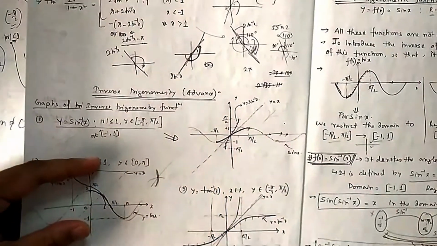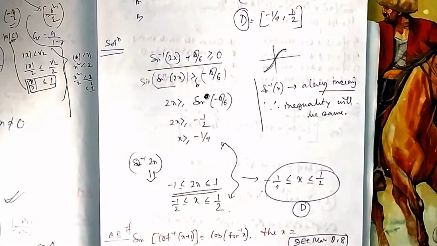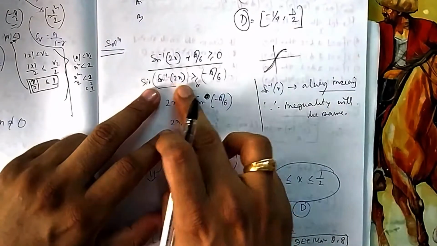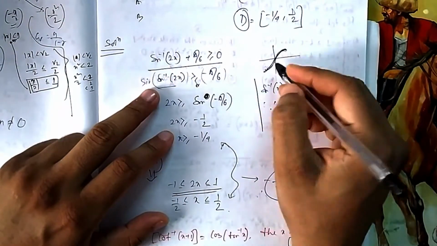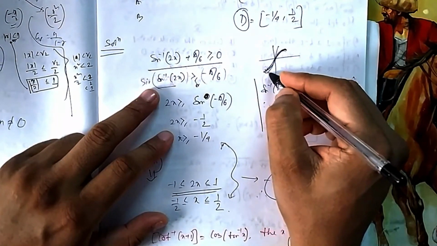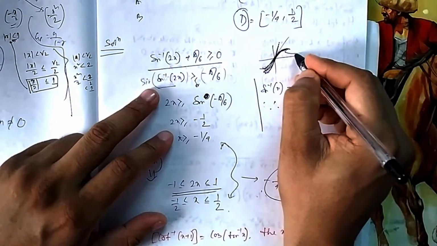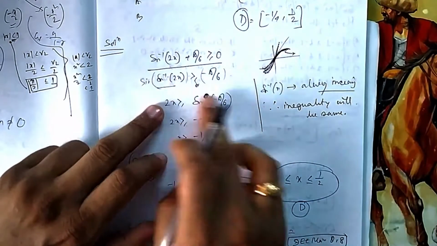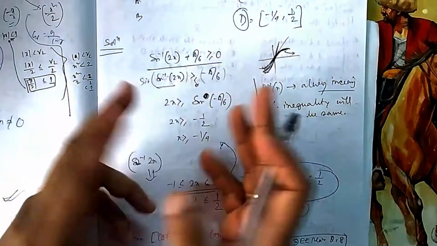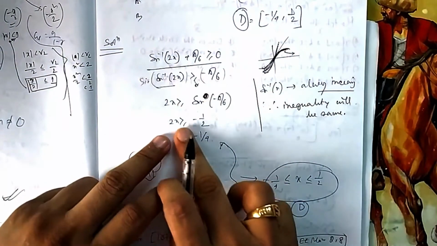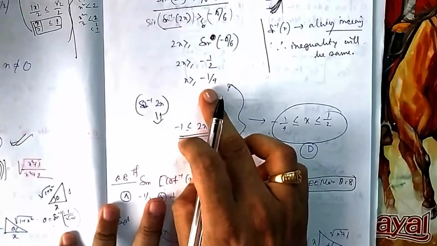So you have taken only this portion, and obviously I am talking about this portion. This portion is also increasing, and this is sin inverse and this is sin, because it is the reflection. You recall, both sin and sin inverse are increasing, so the inequality will not change. So 2x will be greater than minus 1/2, which means x should be greater than minus 1/4.